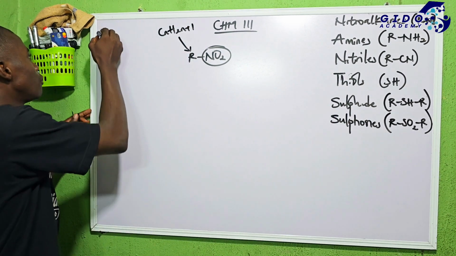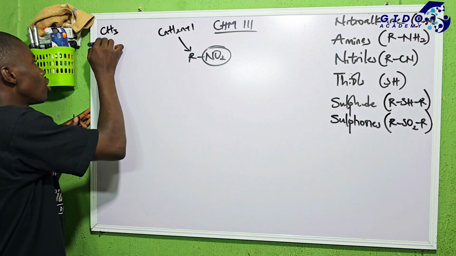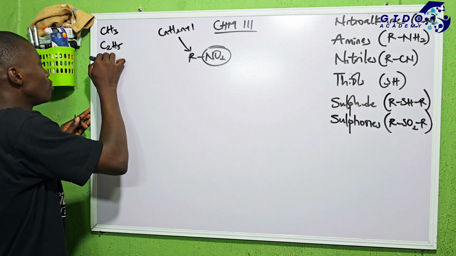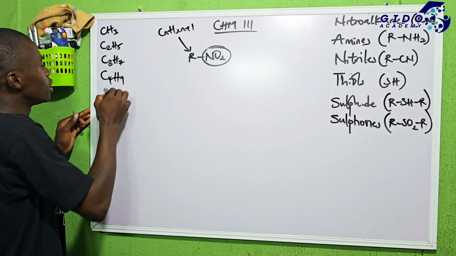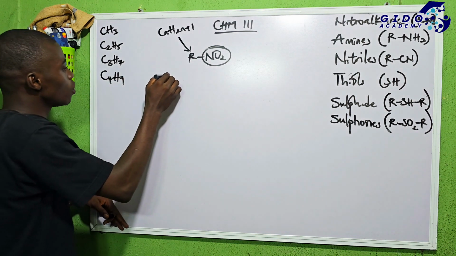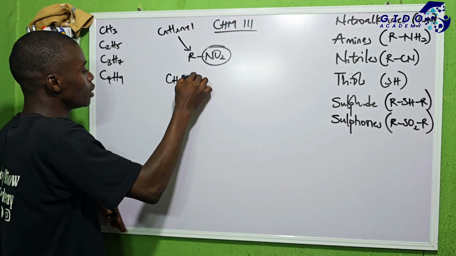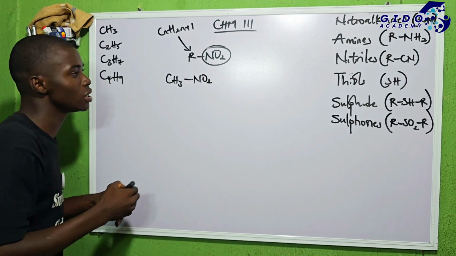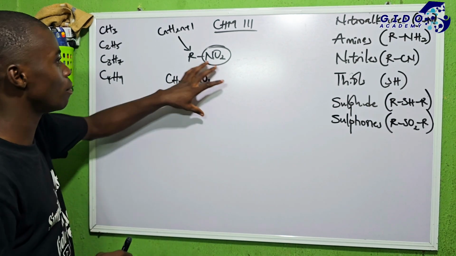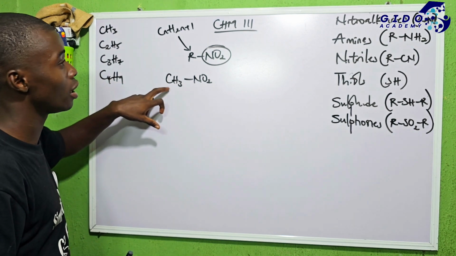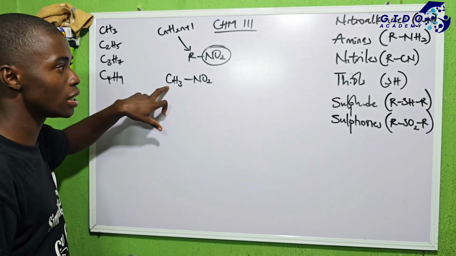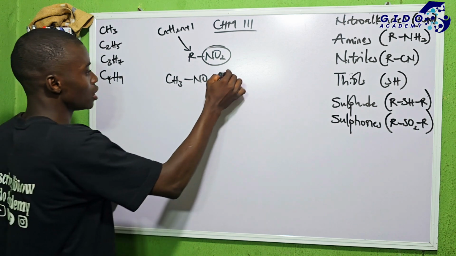Then we already know that the first member is CH3, the second member is C2H5, the third member is C3H7, the next member is C4H9. Let's stop here. In the situation whereby you have CH3 bonded to NO2, this is what we call a nitroalkane. So we call this nitromethane.